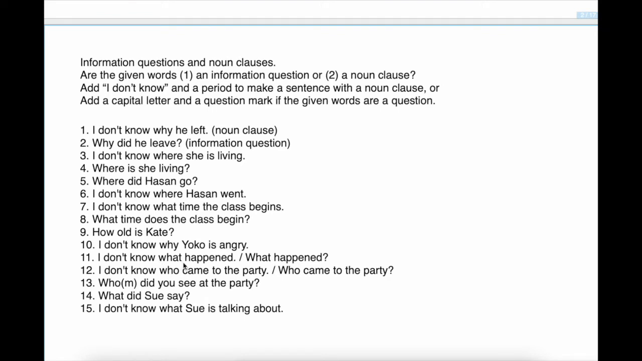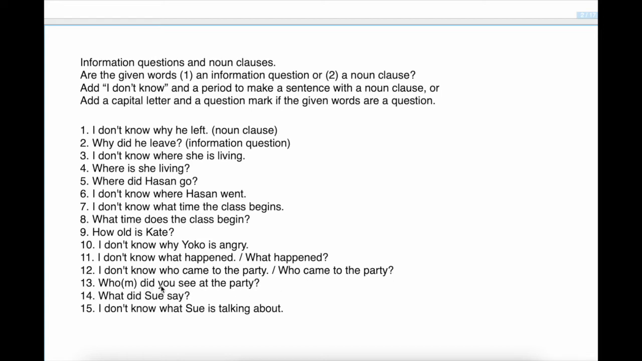Daha önce açıklamıştık bunu. And also here, I don't know who came to the party. This is noun clause, period. Or who came to the party. This is question, information question. Who, capital, and question mark.